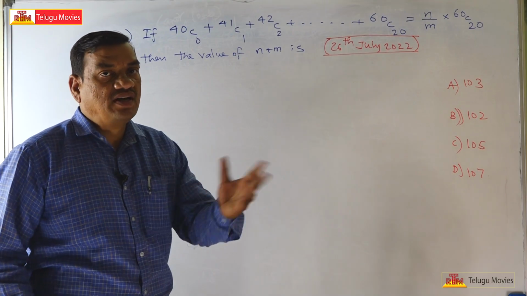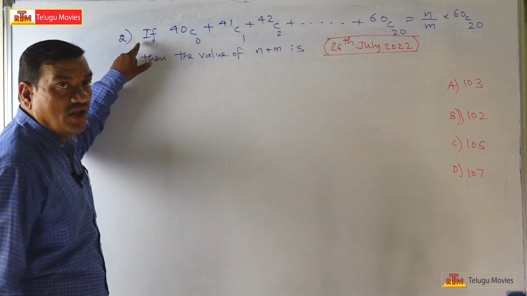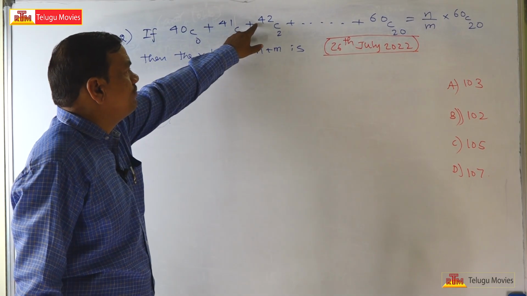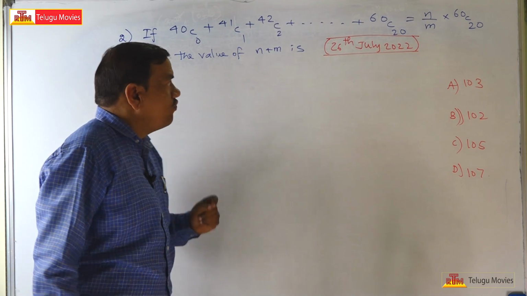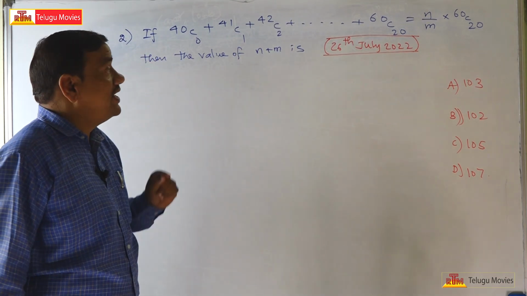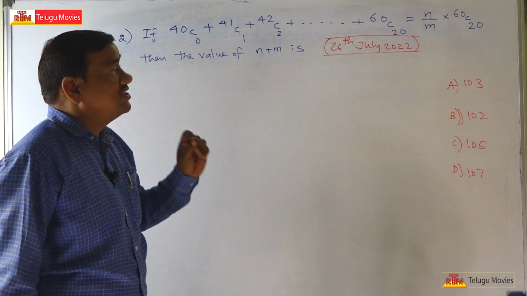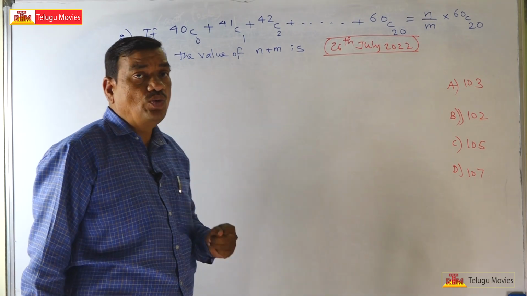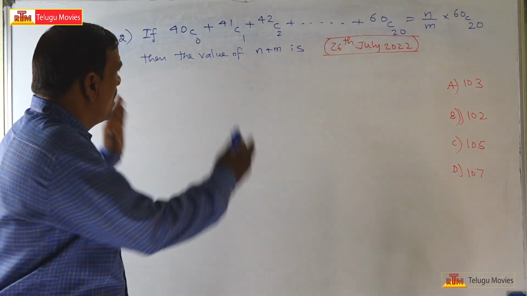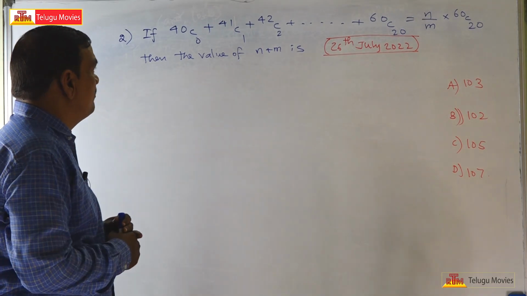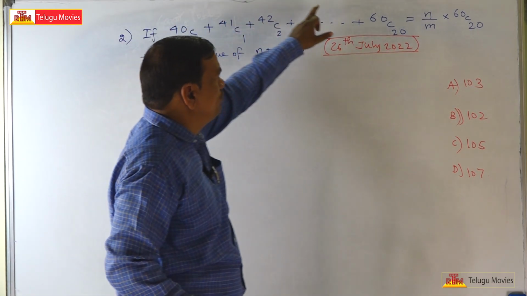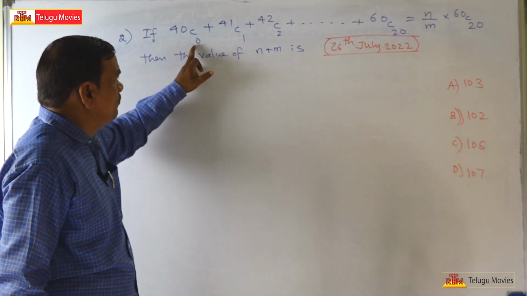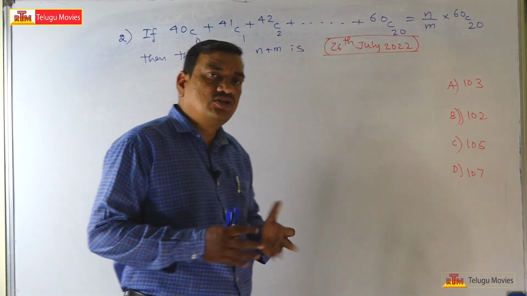Dear students, welcome to the second problem. If 40C0 plus 41C1 plus 42C2 so on up to 60C20 is equal to n by m times 60C20, then the value of n plus m is, that means m value you have to find out there. So, observe the left hand side part of that equation. Here 40, 41, 42, 43, so on 60. Those are also different. Here see the suffixes 0, 1, 2, so on 20. They are also different. Okay.